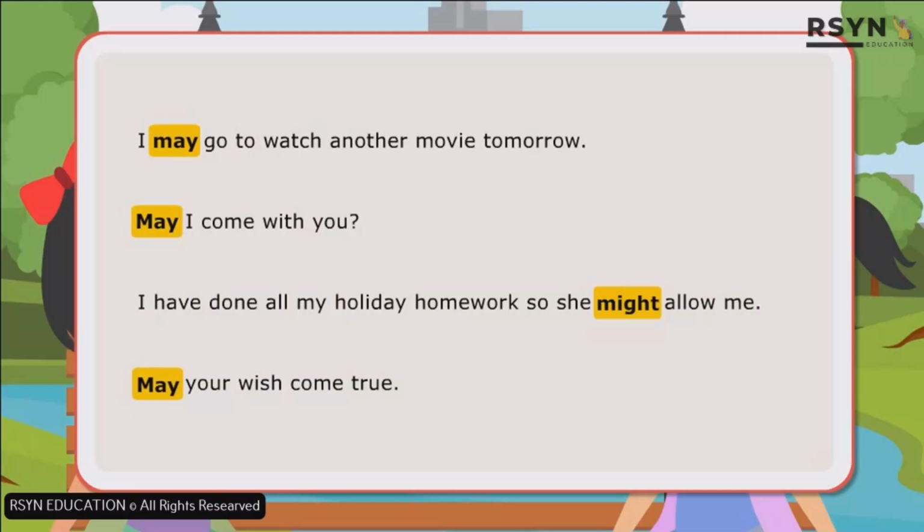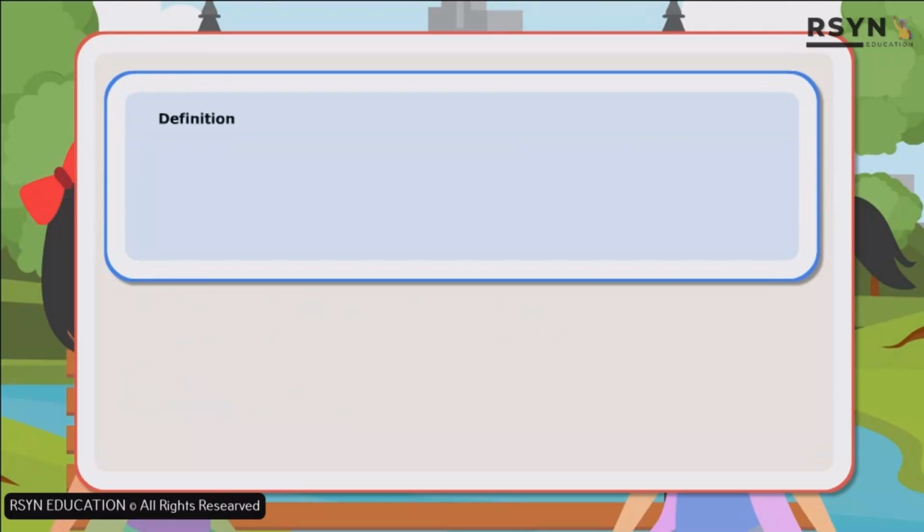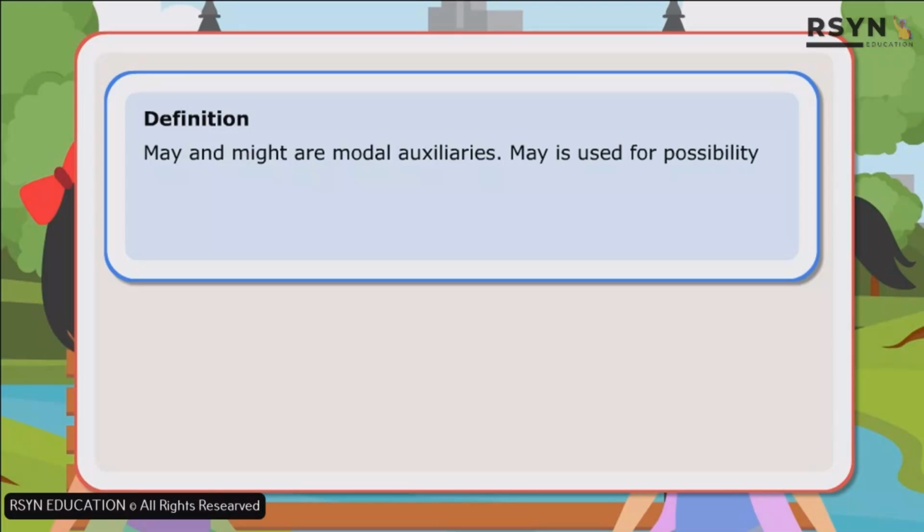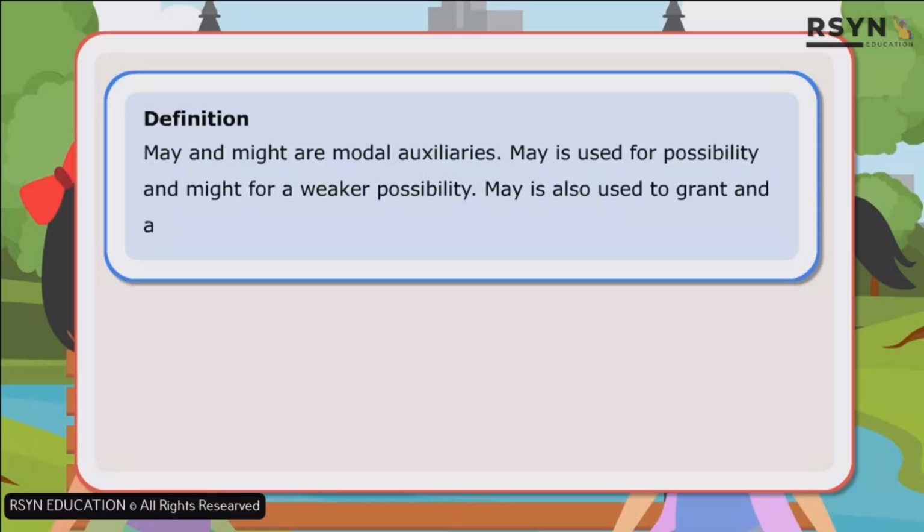Definition: may and might are modal auxiliaries. May is used for possibility and might for a weaker possibility. May is also used to grant and ask for permission and also to express a wish. Let us look at a few sentences.